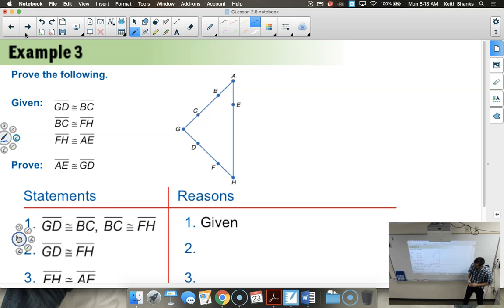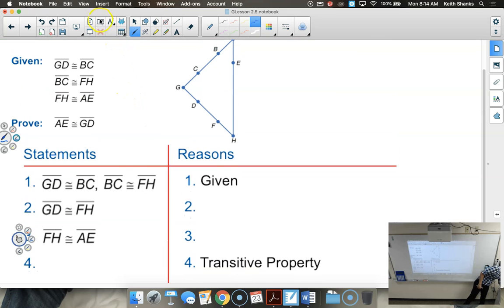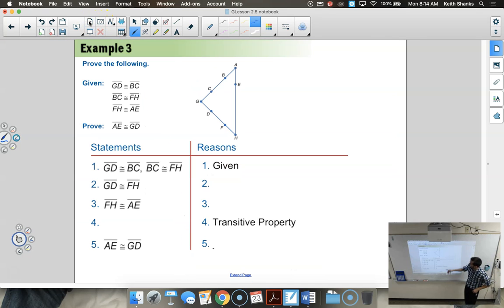All right, so here's the proof. Again, we're going to fill in a little bit. And I'm going to try to put this whole thing up so you can kind of see the picture. So notice they gave us a bunch of stuff. They said GD is congruent to BC. Okay. And BC is congruent to FH. And FH is congruent to AE.